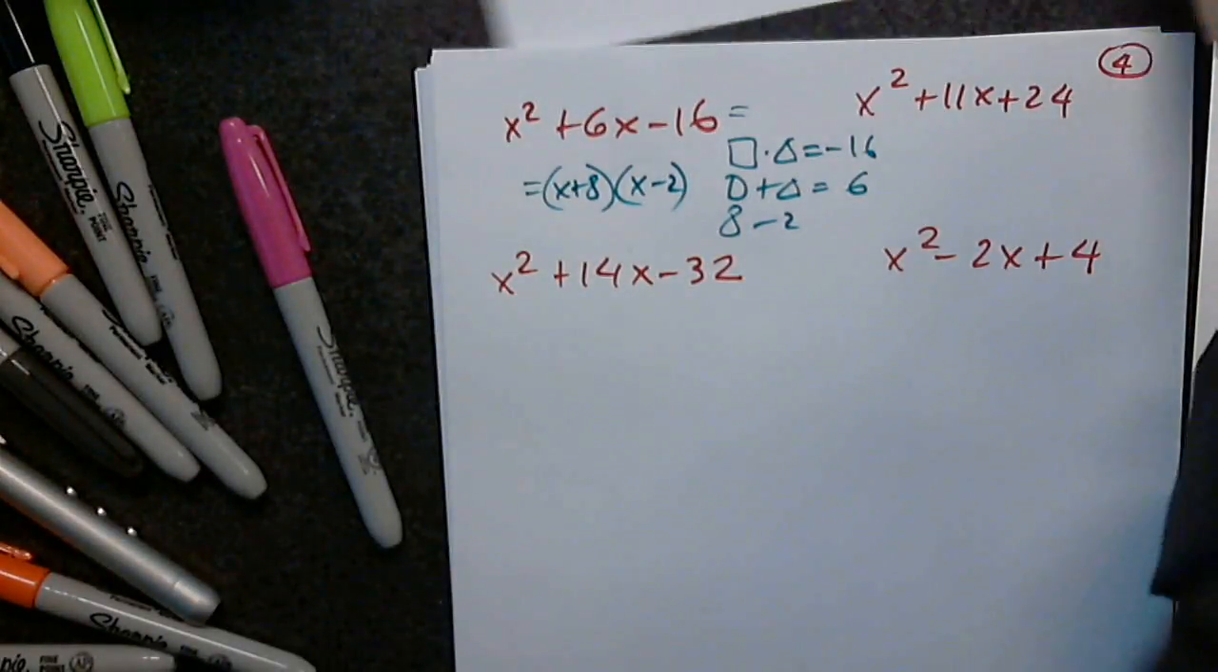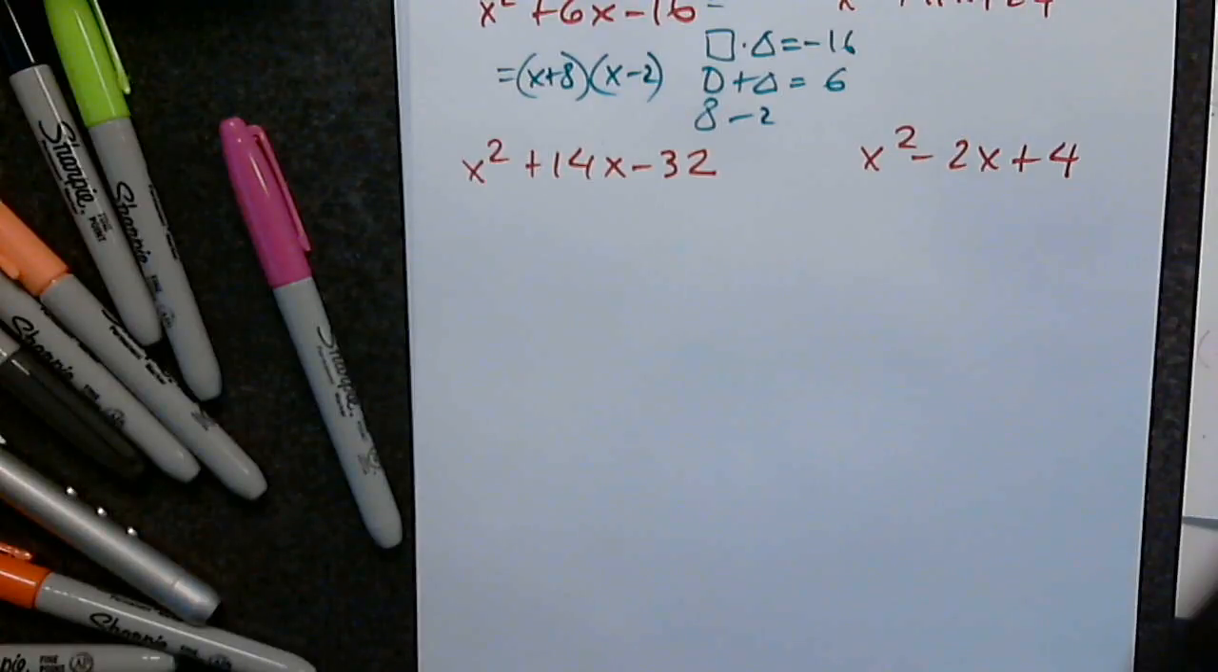Okay, let's look at the next one. Is this okay, everyone? Chris? Okay. X squared plus 11x plus 24. What is it? It's in descending order. Greatest common factor, no. Negative leading coefficient, no. Special product, I hope, no. 24 is not a perfect square.